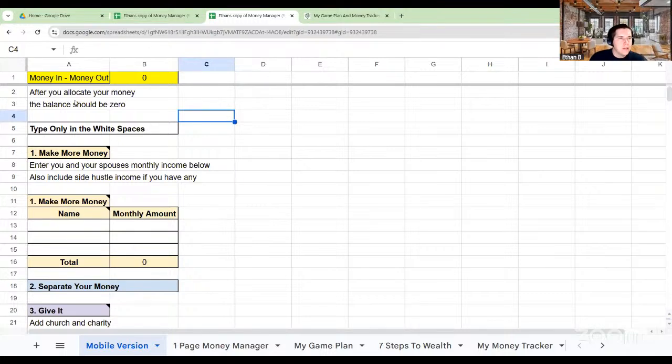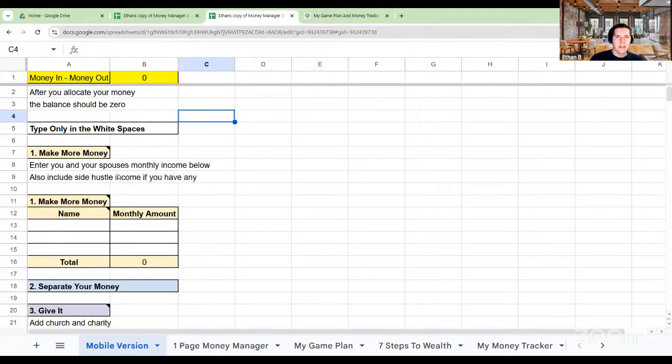So we tried to make this really simple for you guys. Up here, you're going to have your money in and your money out. The goal of this is to balance it back to 0 by the end. So we've got that noted right here. Right now it's at 0 because I don't have any money in or money out yet.